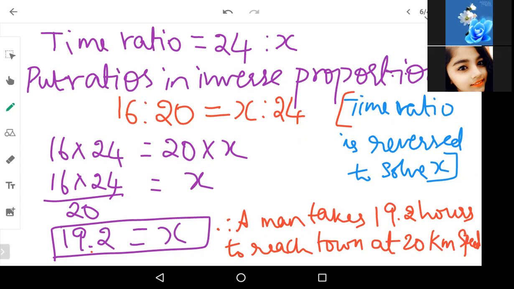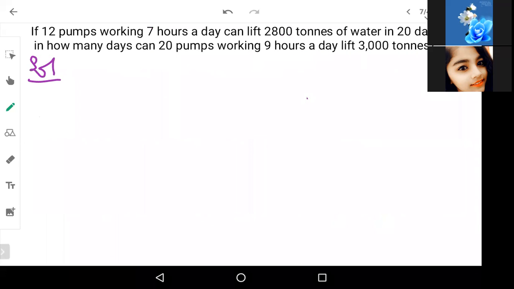Is it clear? Any doubts in this problem? Okay, now moving on to the next problem.